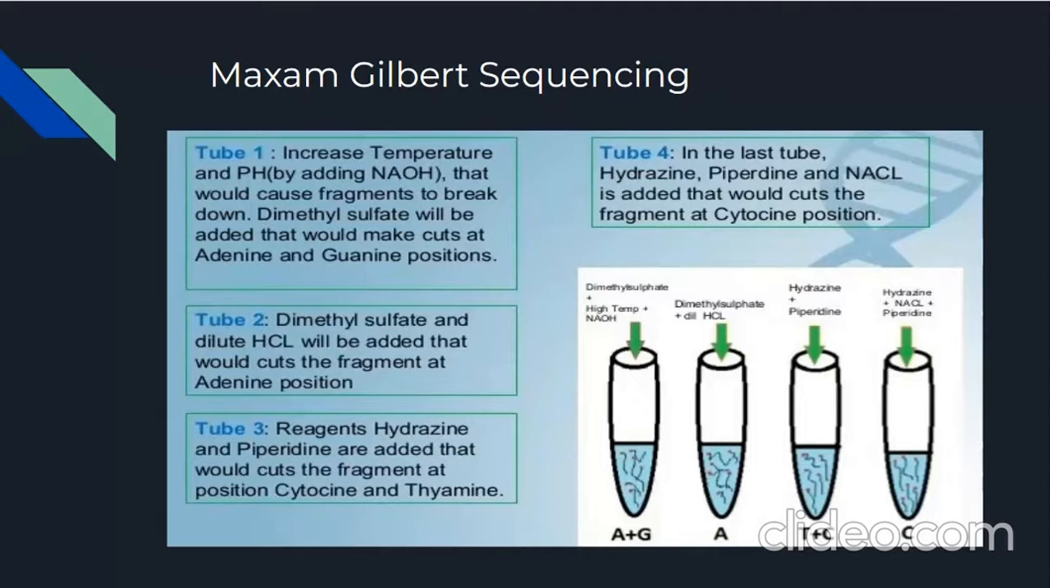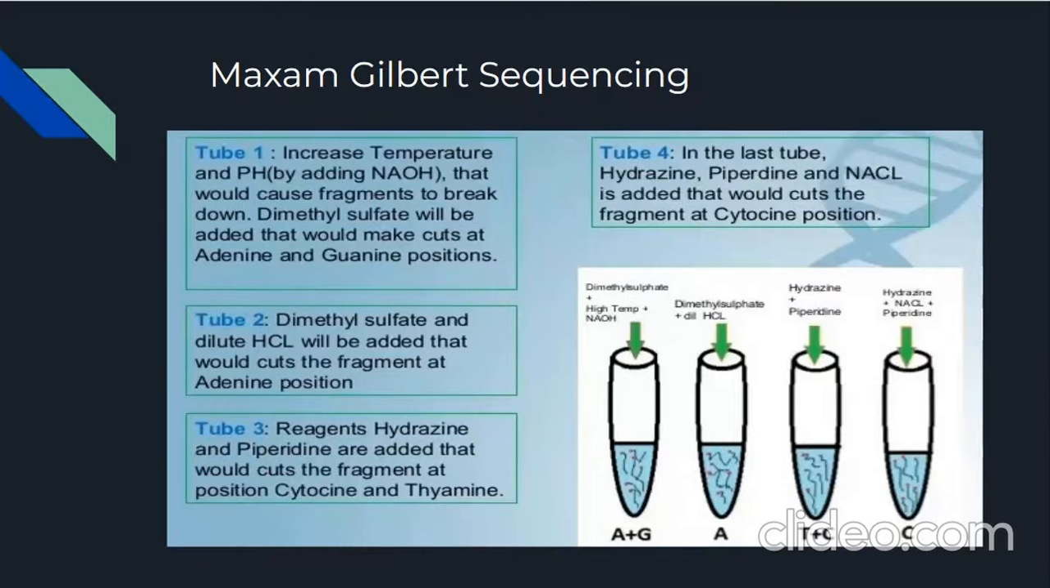In the second test tube, if you add dimethyl sulfate and dilute HCl, it would cut at A positions only, that is at adenine positions only. In the third test tube, now you have A plus G and A, so you would want to understand the pyrimidines part. To cut the pyrimidines, you would want hydrazine and piperidine, and that would make cuts at cytosine and thymine. Again, as I mentioned earlier, if you add NaCl, it will inhibit the reaction towards thymine, and only C portions will be cut. So that is how Maxam-Gilbert sequencing is done.